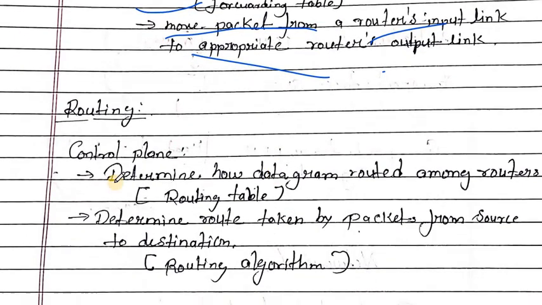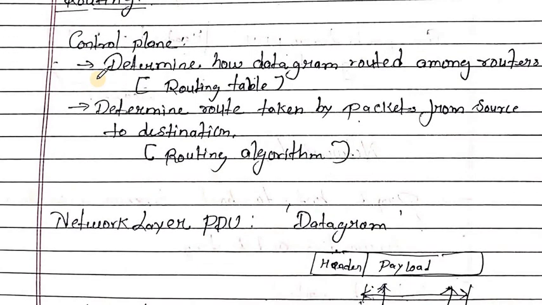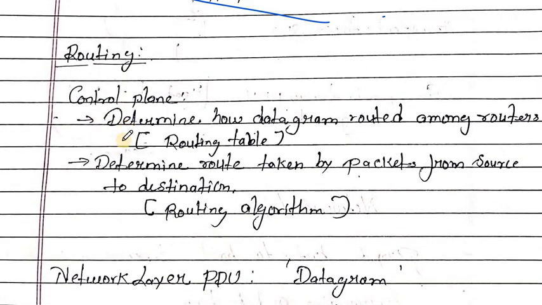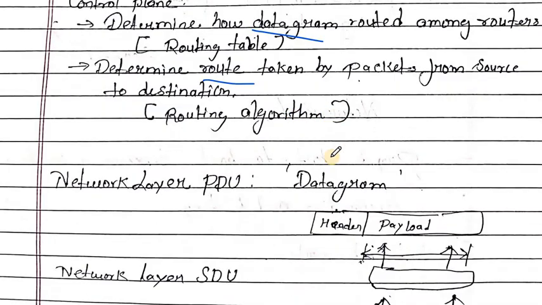Now the routing provides control, meaning how the datagrams are routed among the routers, how the packet will be routed using the route tables. It determines the route taken by the packet from the source to the destination by using a routing algorithm. It provides the route for the packet to go to the destination host.